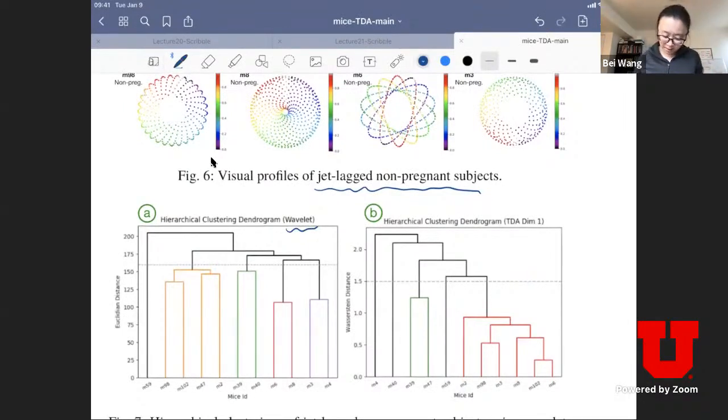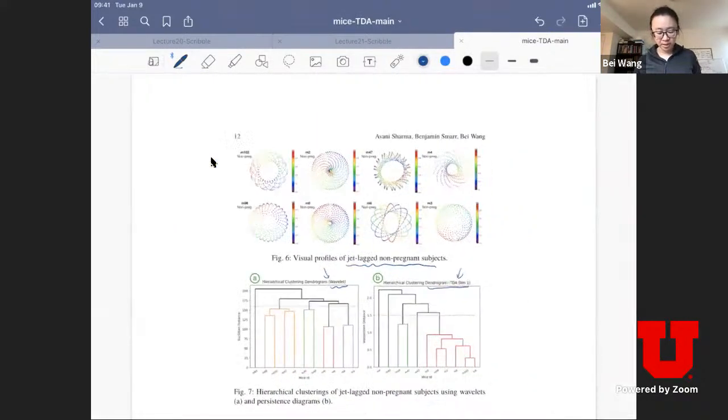On the right-hand side, this is using dimension 1 persistent homology of those signals, right? So you can then study, if I were going to cluster them based on topology versus if I cluster them based on classic signal processing techniques, what are their differences? Okay, so that's an additional thing you can do.